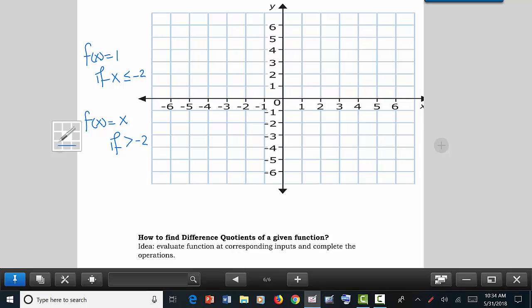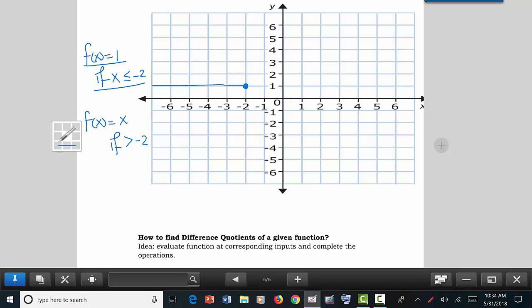So -2 is here. Now what is it telling us? f of x equals 1, always constant, if x is less than or equal to -2. Height is 1, so it is always constant and -2 is included. That's why a solid circle. So that is the graph on that piece.